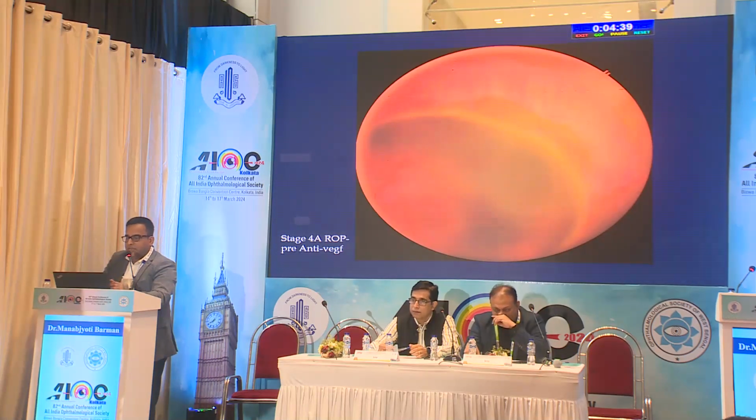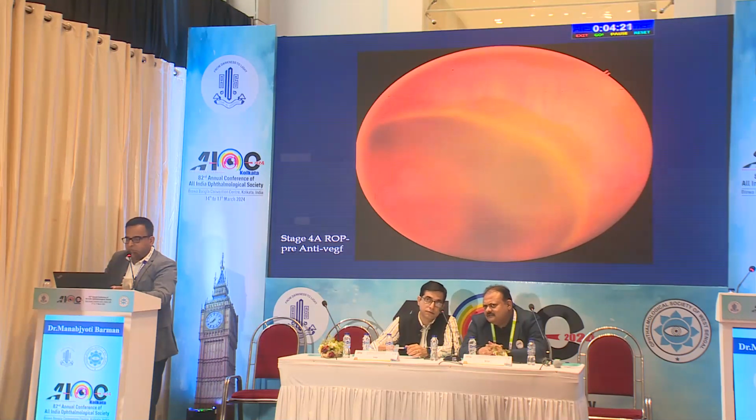So this is a case of ROP stage 4. You can see the radiating blood vessels coming out of the peripheral retina with a tractional retinal detachment. Fortunately, the patient has an attached posterior pole, and laser was already tried in another center, but they could not prevent it. So the patient came to me, and we planned surgery. But before going for surgery, I injected anti-VEGF 5 days prior to surgery.